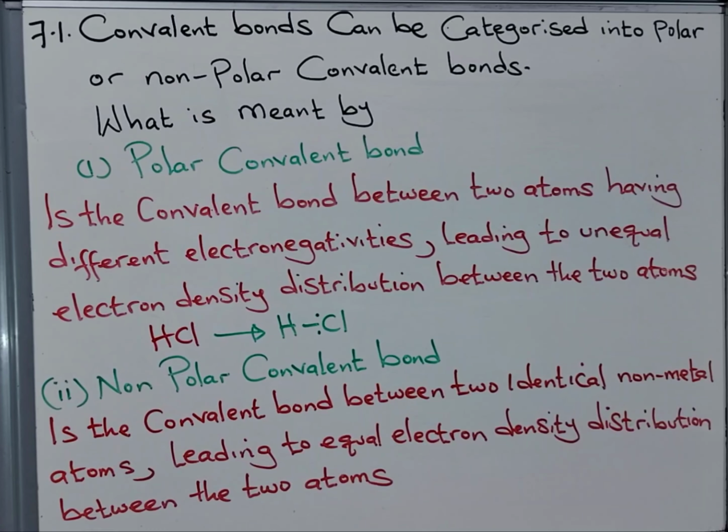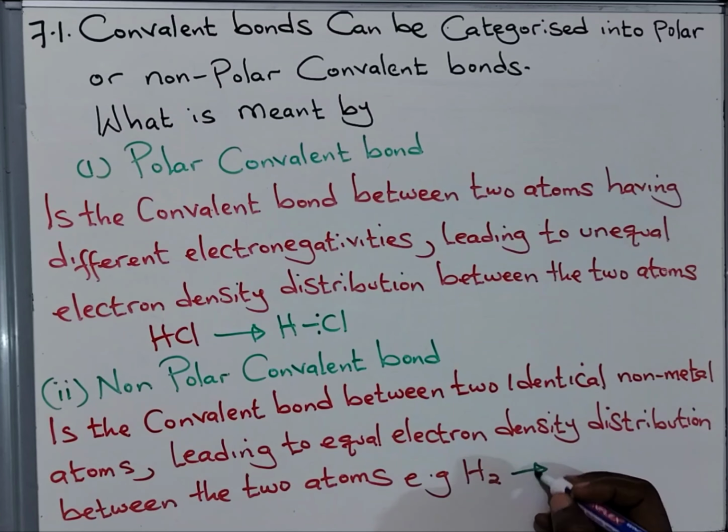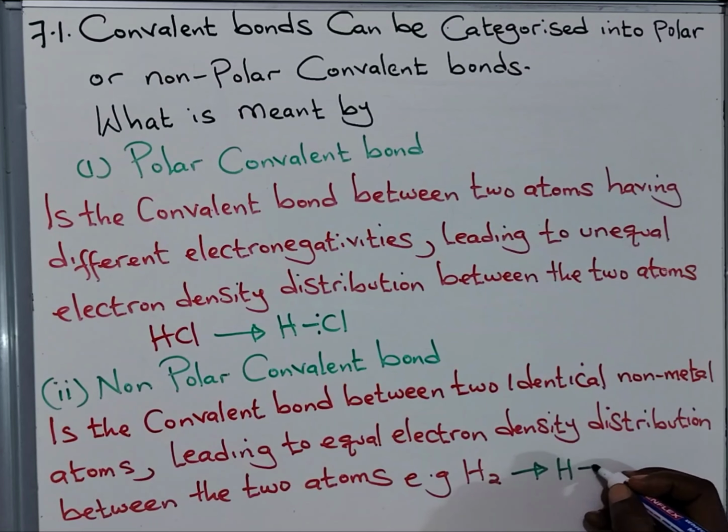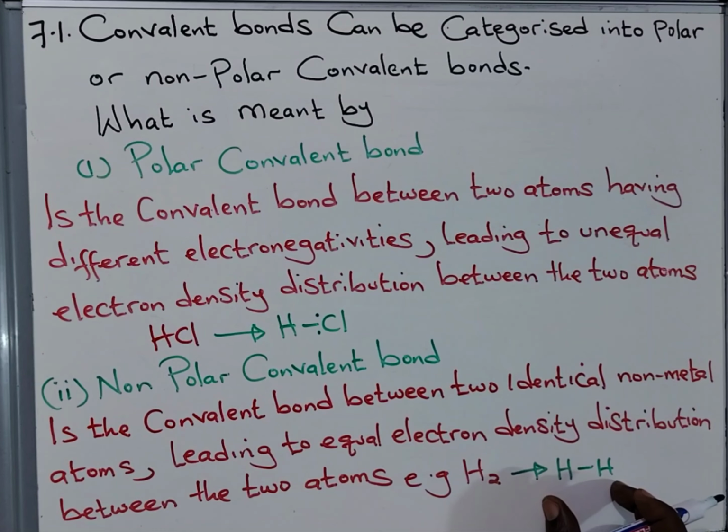The example we can give here is the hydrogen molecule. When you look at the hydrogen molecule, you realize that it is hydrogen bonded to hydrogen, and these two atoms are the same, they're identical. They have the same electronegativity. So under that circumstance, in our covalent bond, the pair of electrons lies in the middle. They are equally distributed between the two atoms.